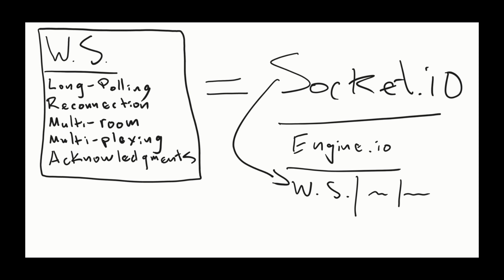With Socket.IO, sometimes you're not going to be able to use WebSockets. You're going to need that long polling, or you're going to need reconnection and disconnection checks. You're going to need those multi-room multiplexing things. You fall back on them when you need them, and you don't have to implement them. That is why you should use Socket.IO.